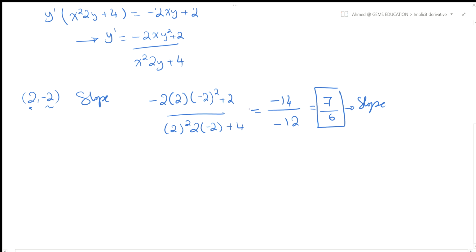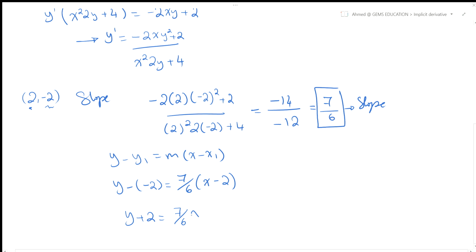Now since I have the slope, I can use the slope and the point given and substitute those in the point slope formula. Instead of the y, I'll put the y that's given, which is negative 2. Instead of the m, I'll put the slope that I've calculated, 7 over 6. Instead of the x1, I'll put the x that's given in the question, which is 2. Again, solve for y, so I'll have y plus 2 equals 7 over 6 x, and 7 over 6 times negative 2, which should be 14 over 6, simplified as 7 over 3.